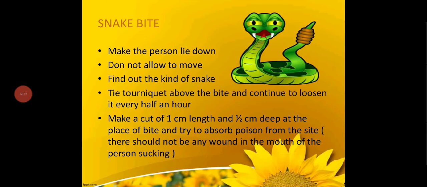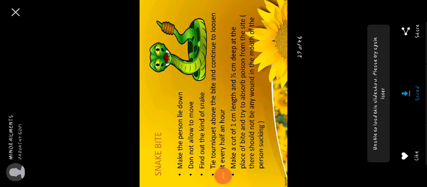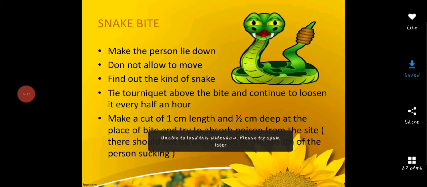Make a cut of 1 centimeter length and half centimeter deep at the place of bite. Try to absorb poison from the site. You should cut the wounded area in a plus mark, that is 1 centimeter by half centimeter. Then you will absorb the poison from the site.